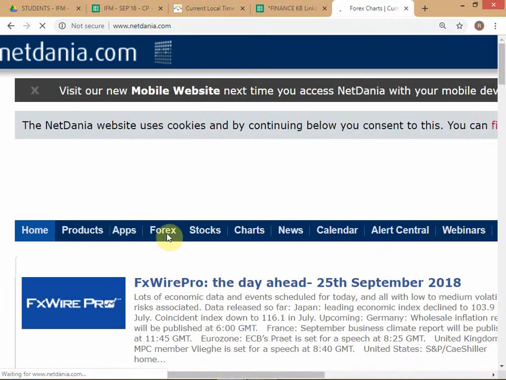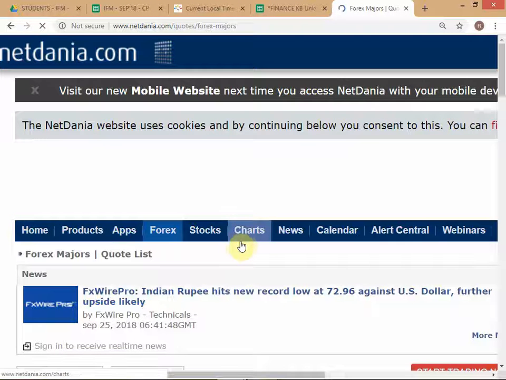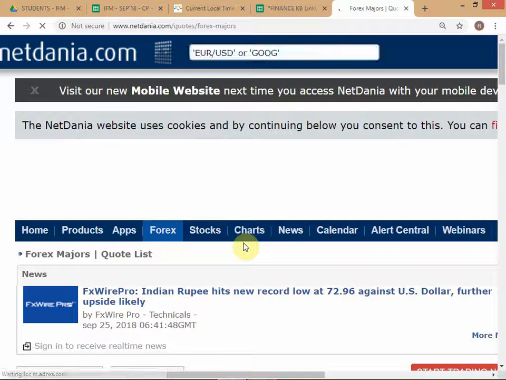I could have gone straight to Forex. Sorry? So you typed with Net Dani, then also the first search is... Yeah, the first item is deceptive. Huh? I would have just blindly clicked on the first term.